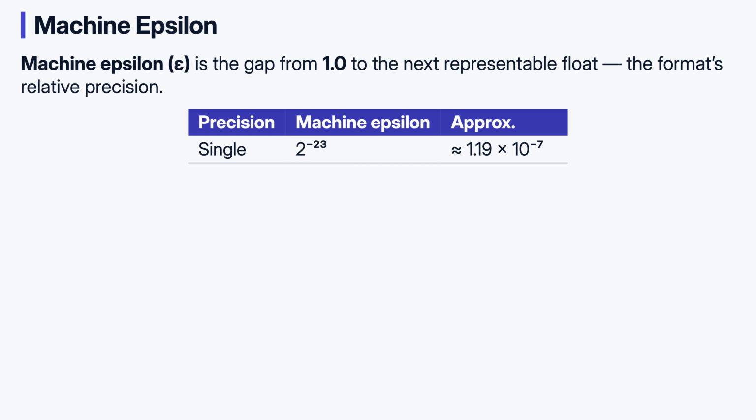Machine epsilon captures relative precision in one number. It is the gap between 1.0 and the next float, about 1.19 times 10 to the minus 7 in single precision, where epsilon is 2 to the minus 23rd. For double precision, it is 2 to the minus 52nd, roughly 2.22 times 10 to the minus 16, which is why double gives about 15 or 16 good digits.